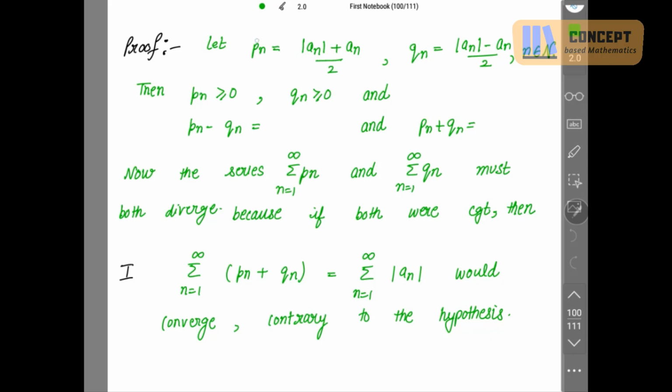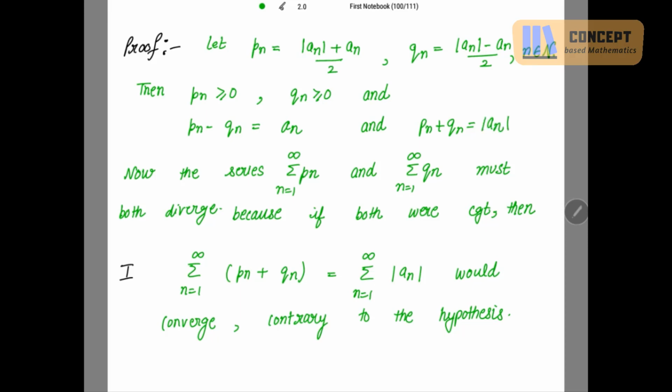I'm taking small pn to be equal to mod an plus an by 2, and taking small qn to be equal to mod an minus an by 2 for n belonging to the natural numbers. Then pn will be greater than or equal to 0 and qn is also greater than or equal to 0. And what is pn minus qn? If you subtract these two, we will get an. And if we add these two, pn plus qn, this comes out to be mod an.